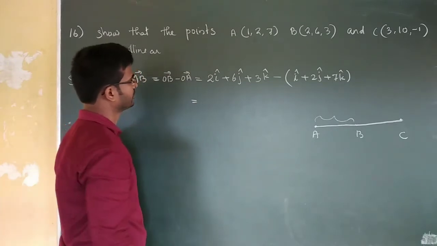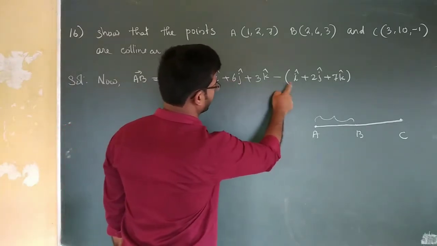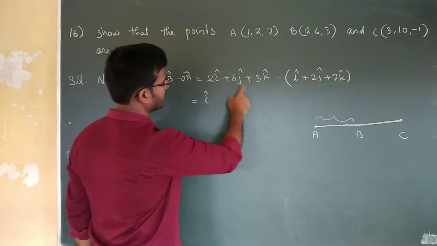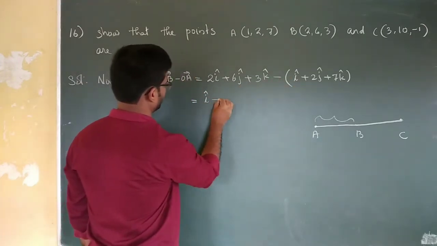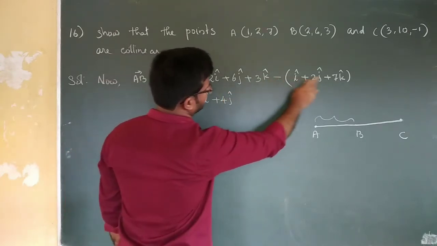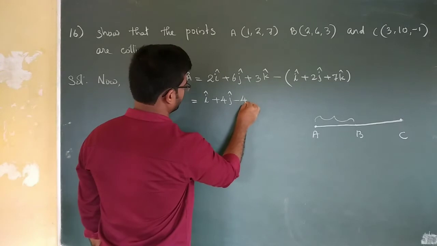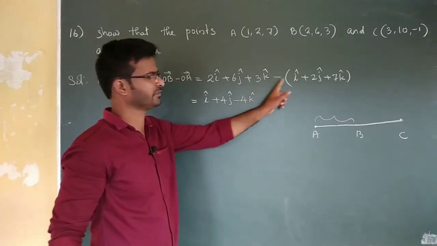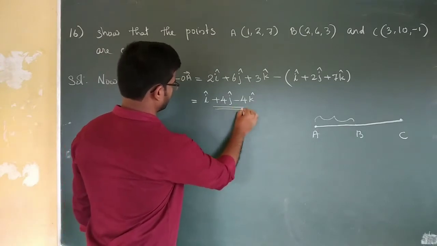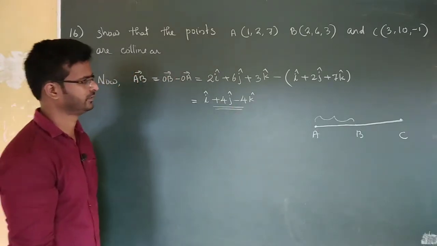equal to 2i minus i, that will be i, 6j minus 2j is 4j, 3k minus 7k is minus 4k. This minus we have to give inside, then only we can subtract. This is our AB vector.